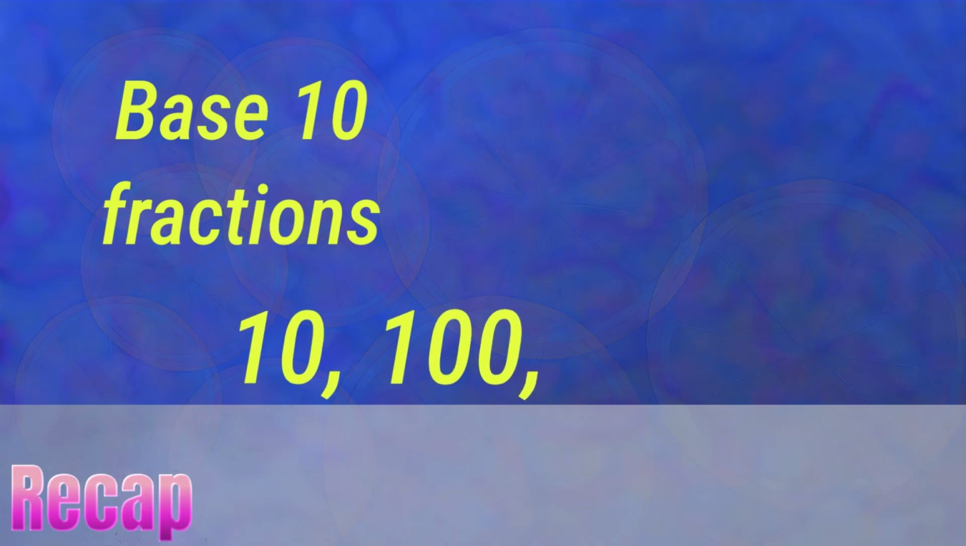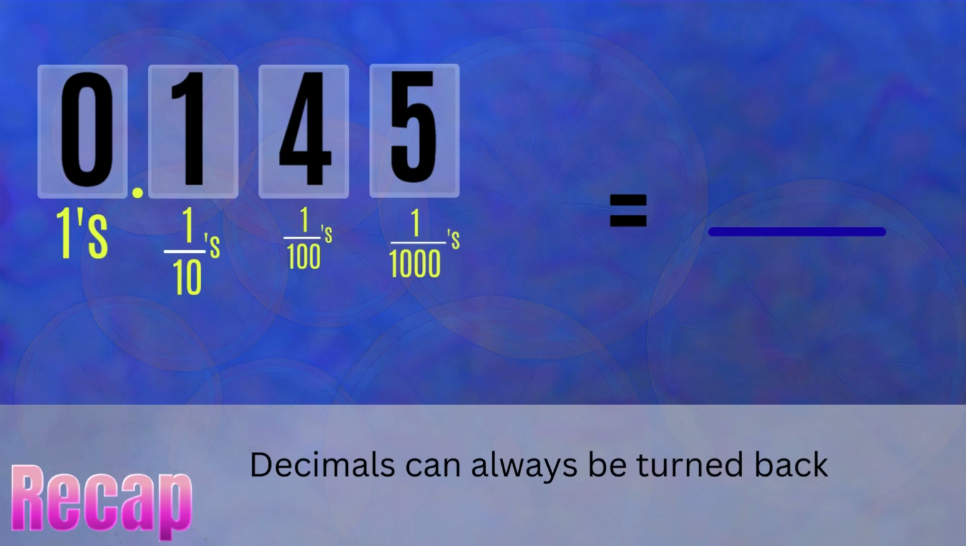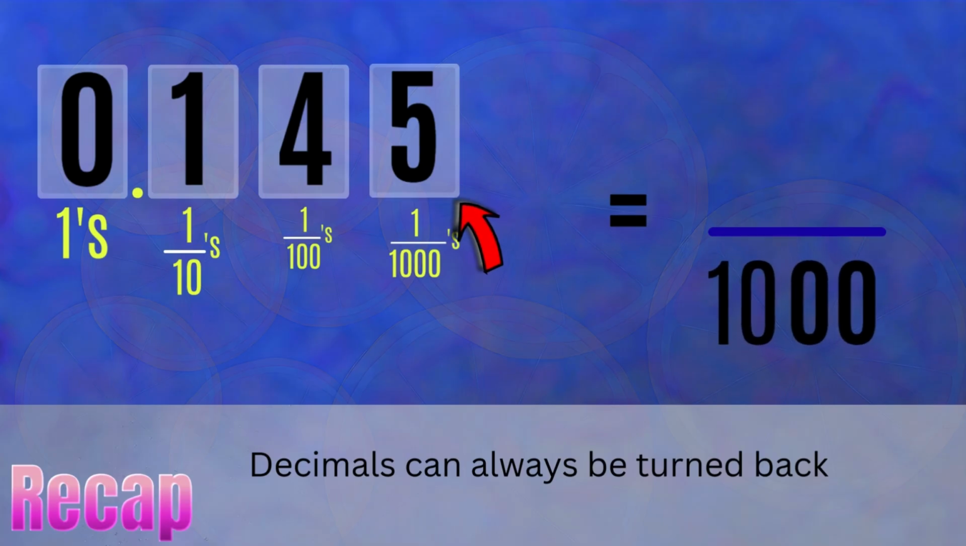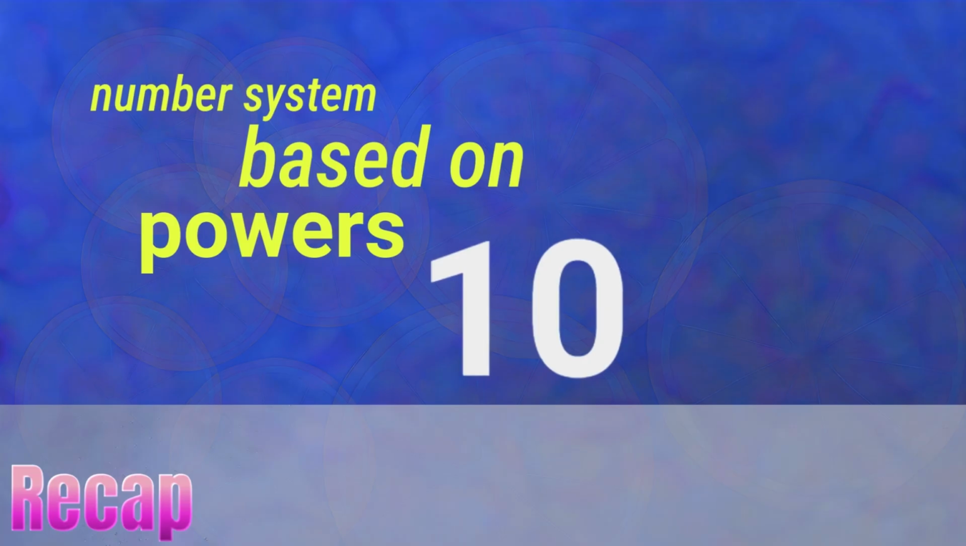Quick recap. Base 10 fractions have denominators of 10, 100, 1,000, and so on. Decimals can always be turned back into fractions by looking at the smallest place value. Once you practice a few, it all clicks because our number system is based on powers of 10. And that's it!